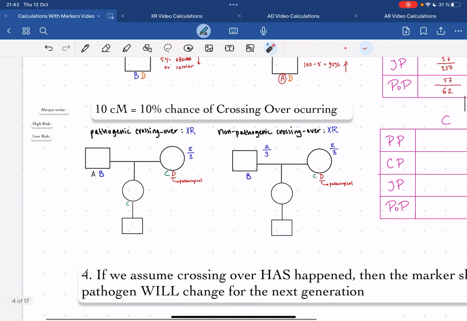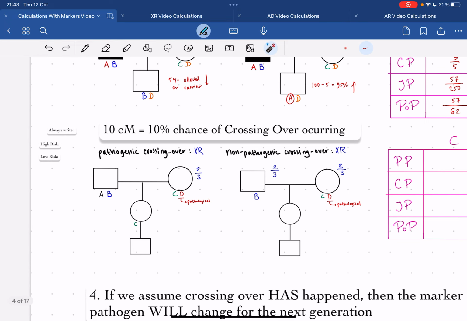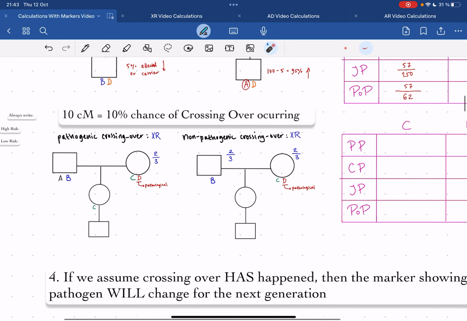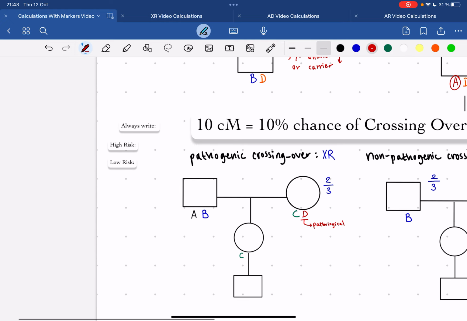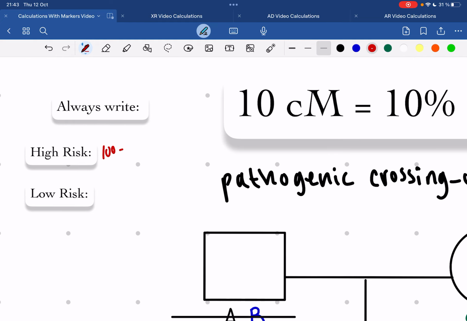Here I wanted to show you an example of when the parent's risk isn't 100%. And also an XR example. So we're not taking penetrance into account. Instead, we're doing the Bayesian tables for XR. So again, we always have to write the high risk versus the low risk. High risk is always 100 minus the CM, which would be 10. That is equal to 90% or 9 over 10. While the low risk is always just the CM. So 10% or 1 over 10.